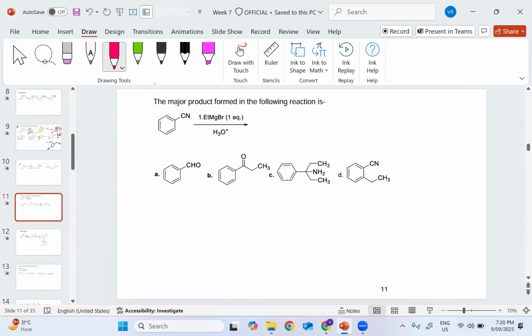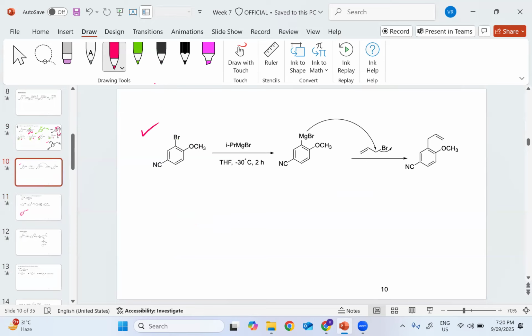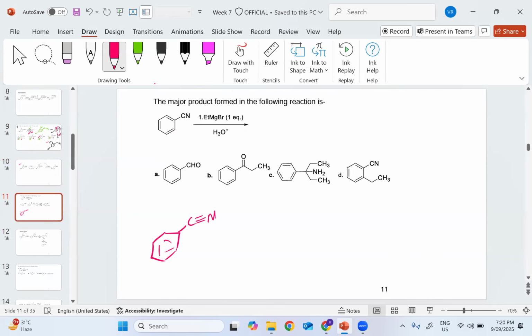Now we'll move toward the similar third question. We have given the starting material which has the C triple bond N group, and here we have the ethyl magnesium bromide in one equivalent, right? So this question is something that I also wanted to highlight previously, because in this case there will be a different reaction, whereas in the earlier case it was a different reactivity of the Grignard.